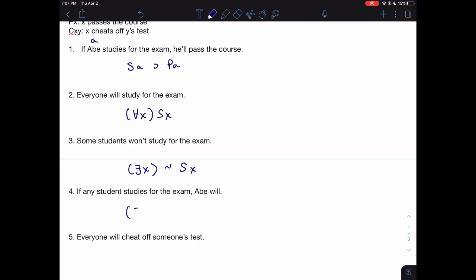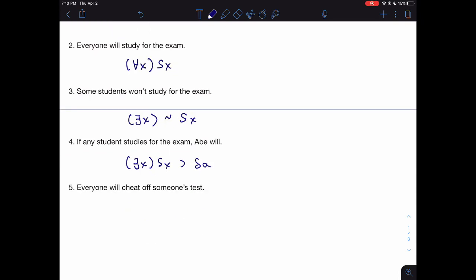It's saying that if there is some student who studies for the exam, then Abe will study for the exam. So that one student might be Abe, it might not be Abe, but all we know is that if anyone is studying for the exam, Abe will study for the exam. So be careful. Sometimes you might see words that tempt you toward one quantifier, but when you stop to think about what it's actually saying, it'll be clear that you actually need the other quantifier.